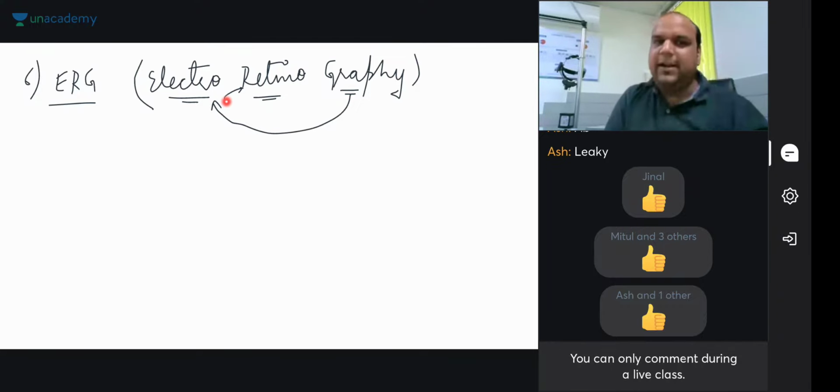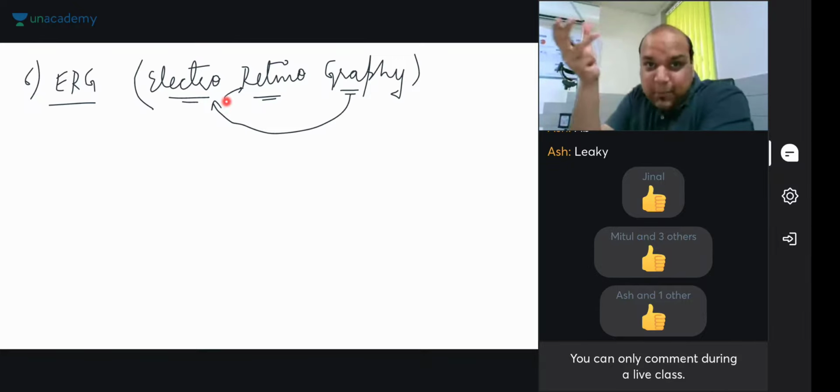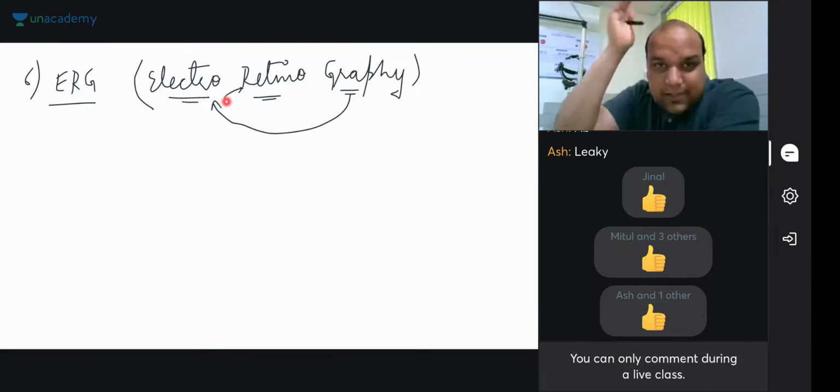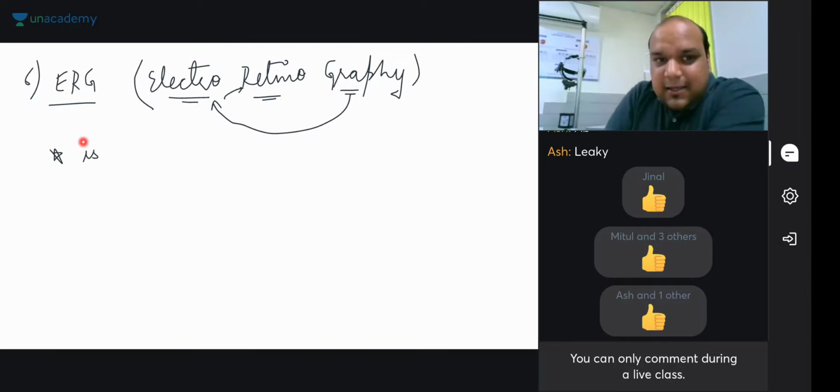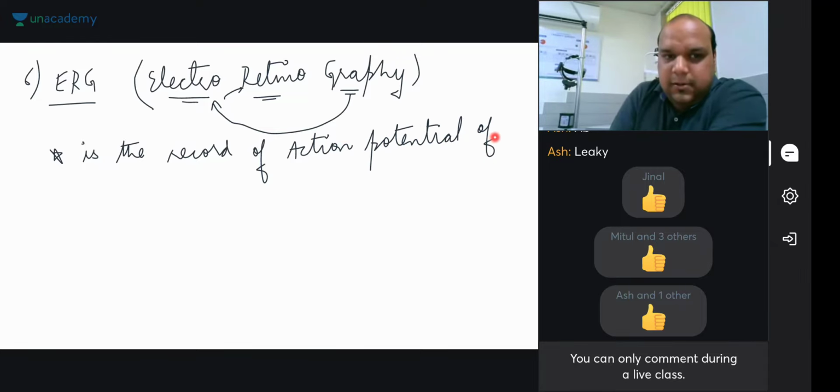In simple words, the retina is producing a potential which I'm recording on a graph. Now, when does the retina produce a potential? Visual pathway. Whenever light falls onto the retina, the retina produces a potential. Action potential. Ganglion cells are the first site of generation of action potential. So I can say ERG is the record of the action potential of the retina.